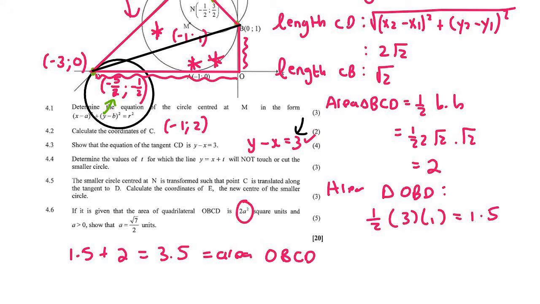But they've told us that that should be equal to 2a squared. So we can say 3.5 equals 2a squared. Then you can divide by 2, which will be 1.75 equals a squared. And if you take the square root of that, you're going to get square root 7 over 2.